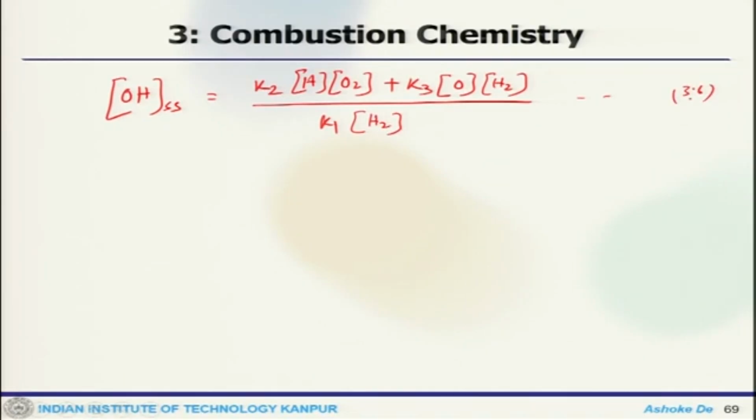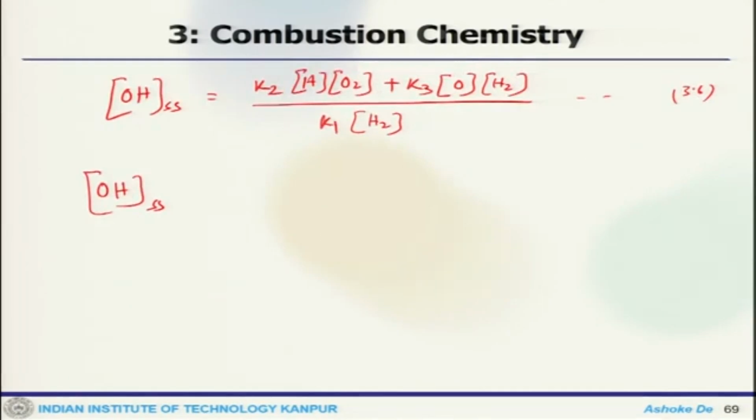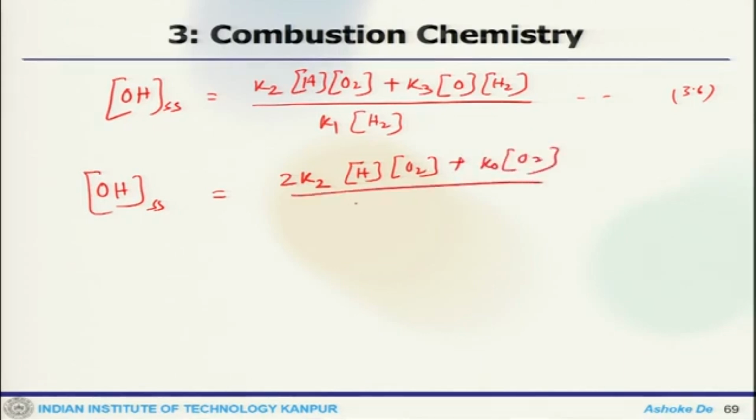Now, substituting for O steady state, we will use the O steady state that we got here, put it there, and we get (2 K2 H O2 plus K0 O2) divided by K1 H2.